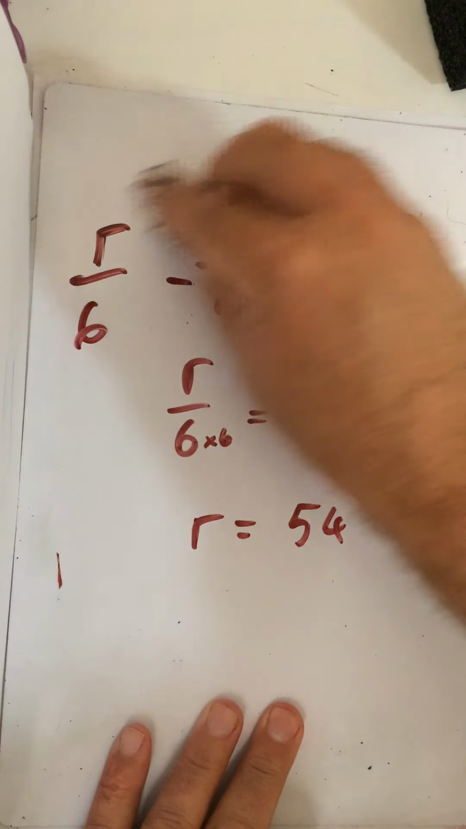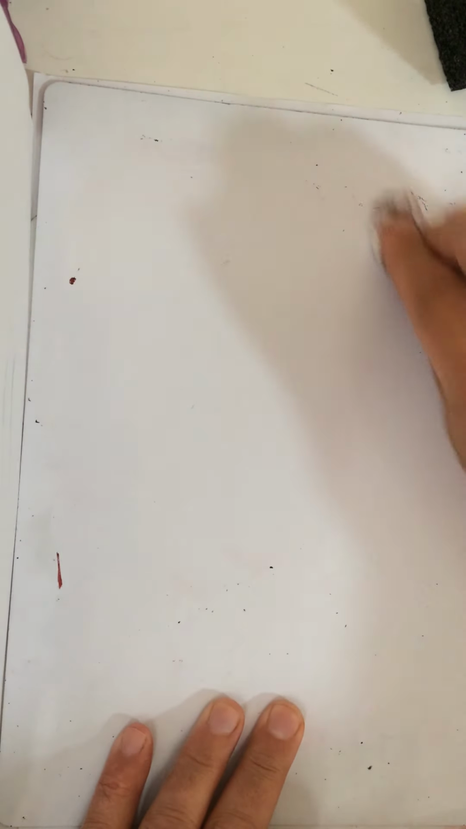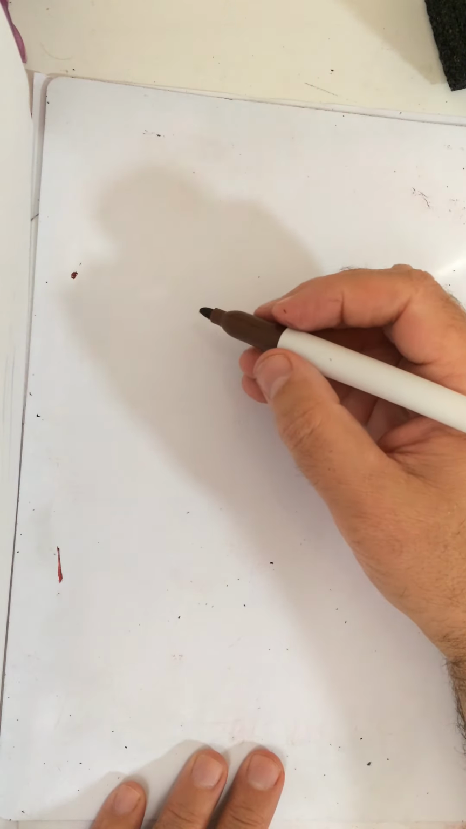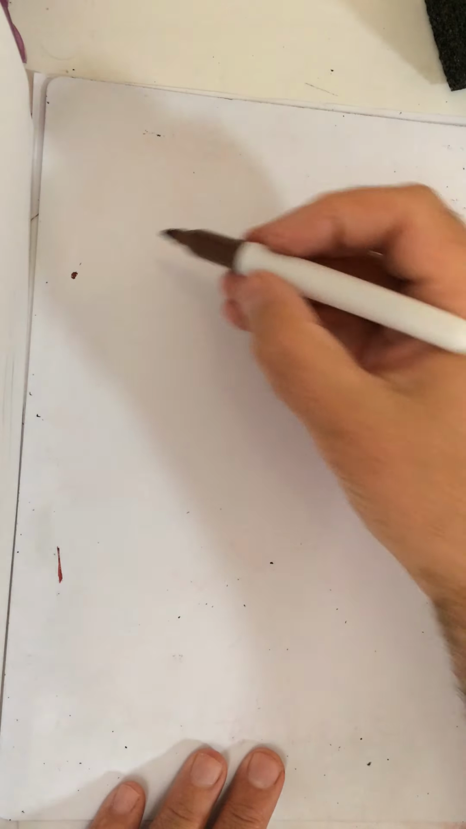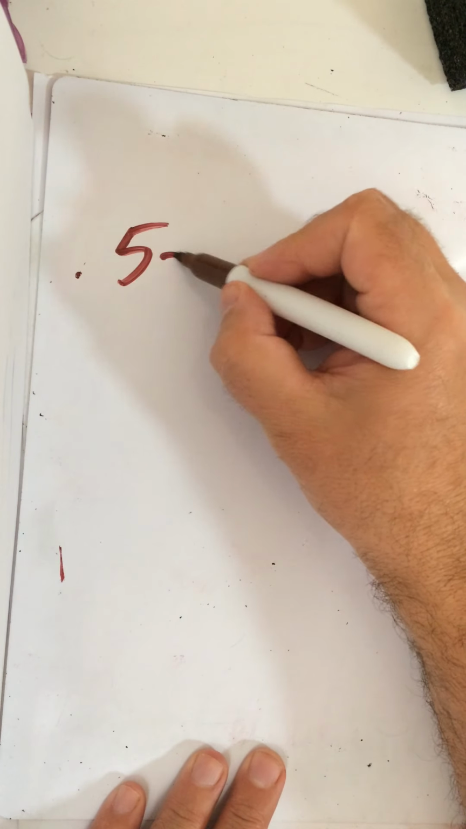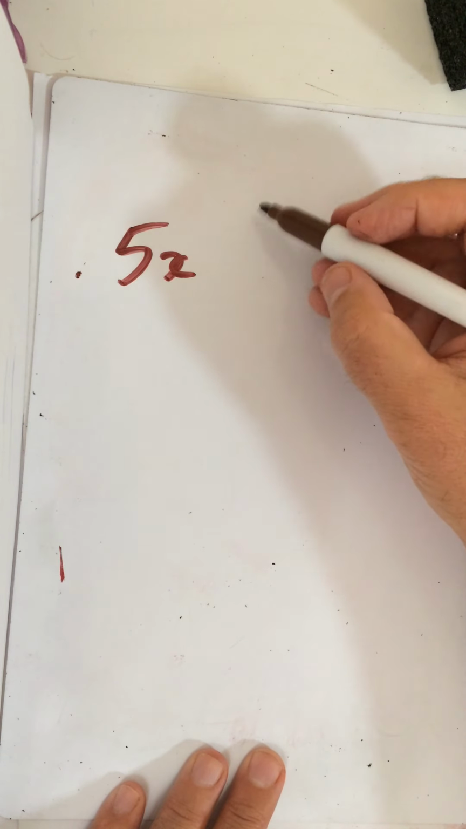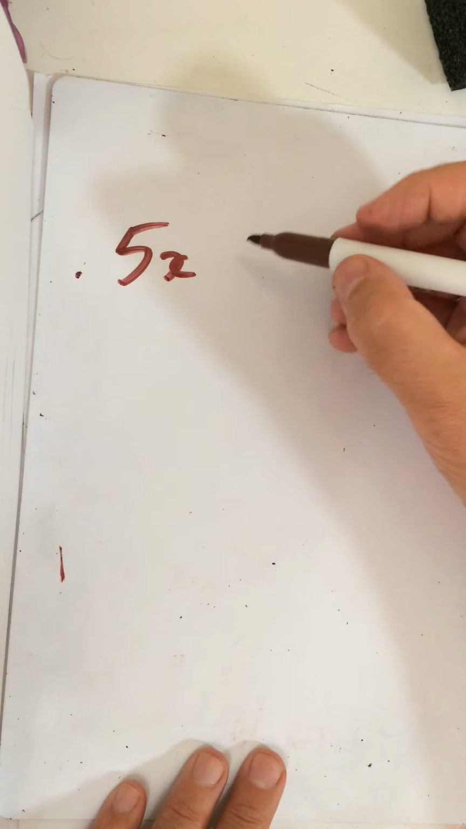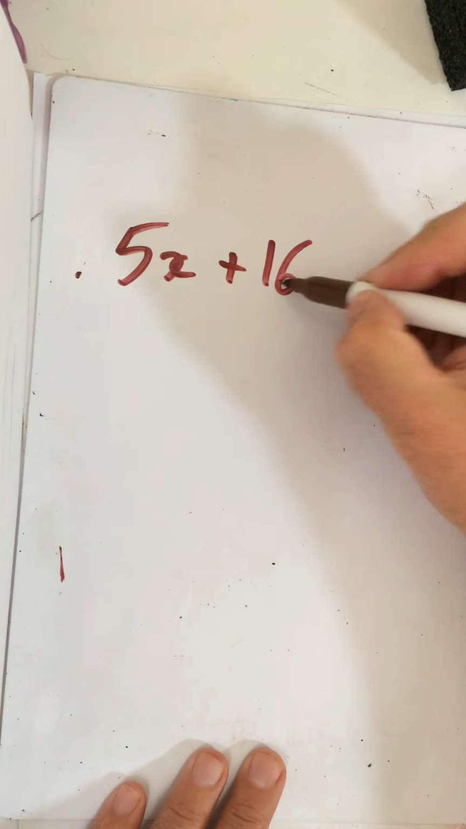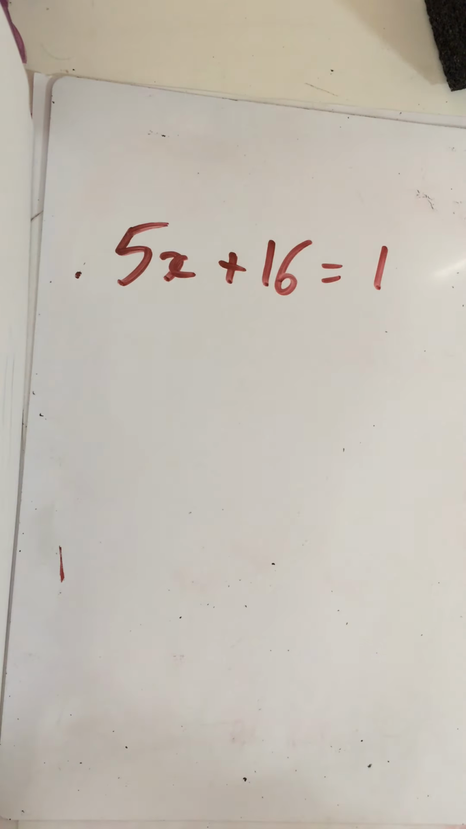Right, I'm just going to show a couple of examples of ones dealing with negative numbers, okay? I'll tell you what, I think I'll just jump on to that one, because there's a couple at the end I want you to do today. So let's do 5x add 16 equals 1, okay?